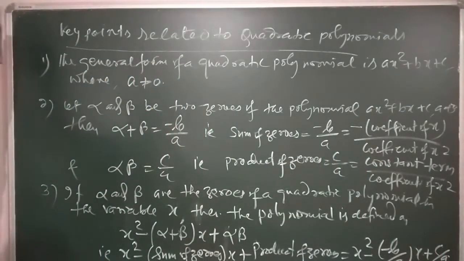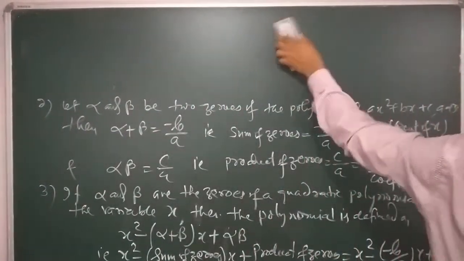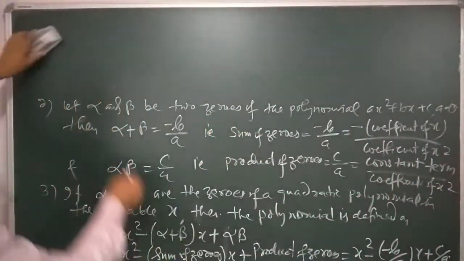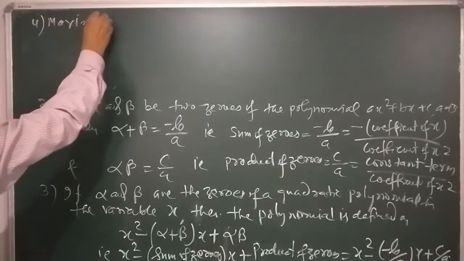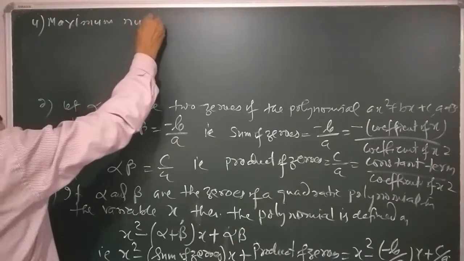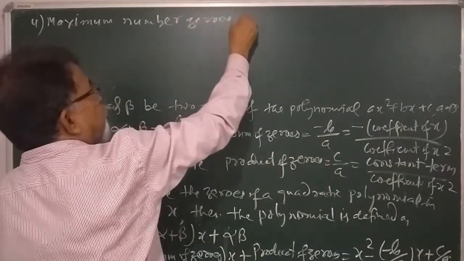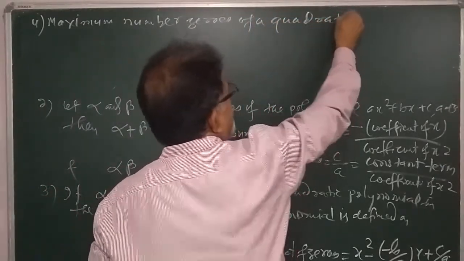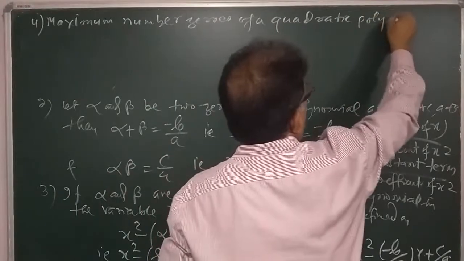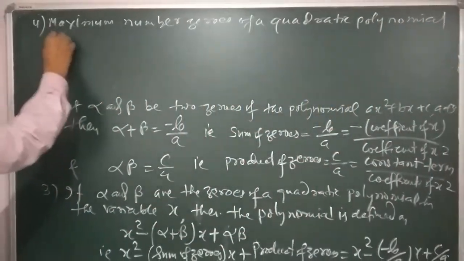Now, the maximum number of zeros of a quadratic polynomial is 2.